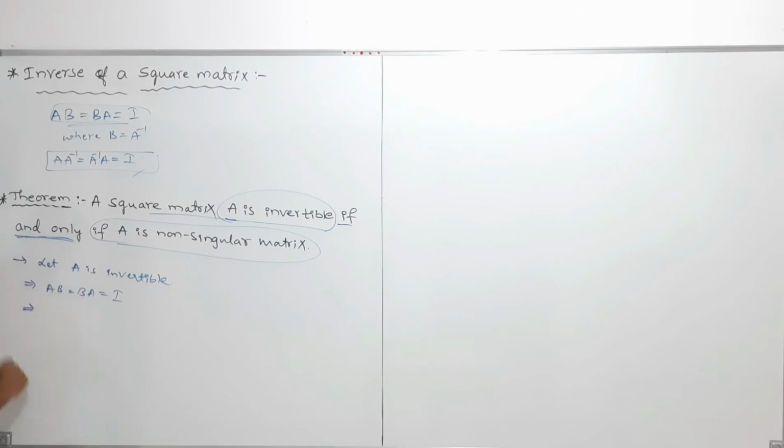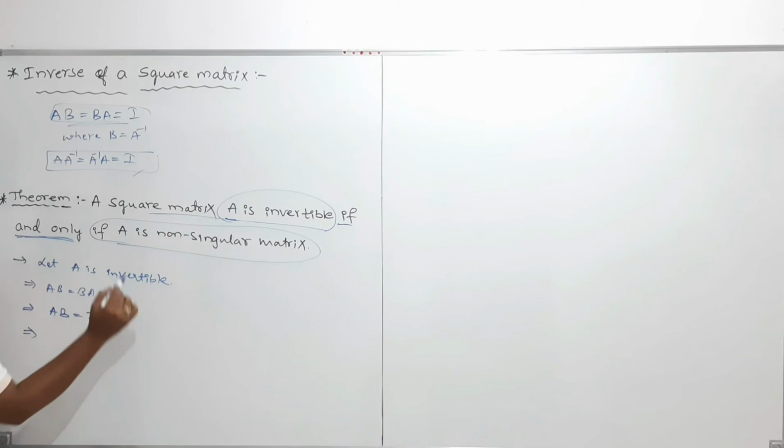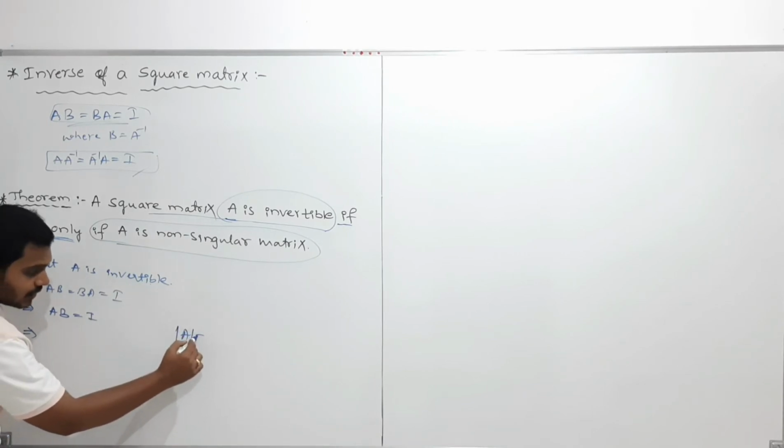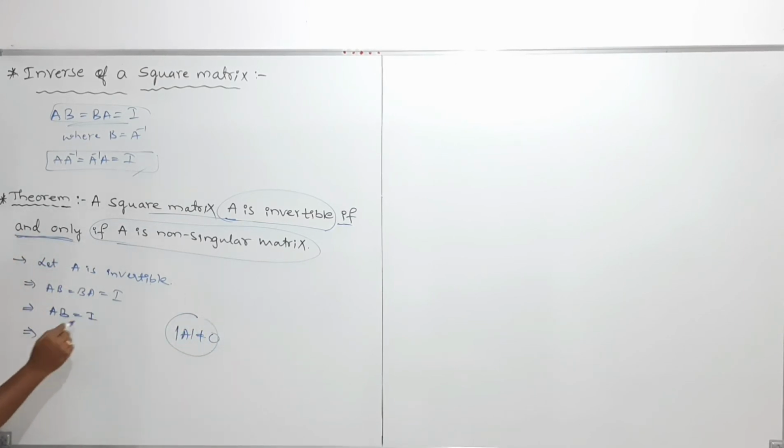Now, my dear students, what I should do here is show that A is a non-singular matrix. So first I will take AB is equal to I, and now I will take determinants of both sides. I am taking determinants because my aim is to prove that A is non-singular. By using the condition that A is invertible, I should prove that A is a non-singular matrix. A is non-singular means what should I show? Determinant of A is not equal to 0. This is my aim. To prove this, I will take determinant on both sides.